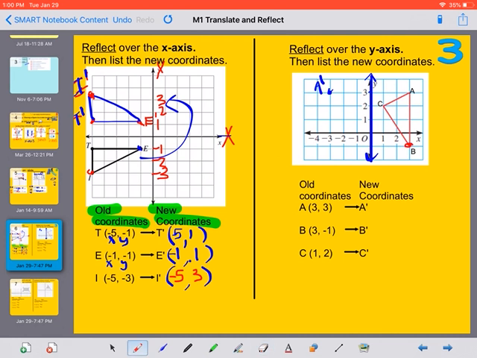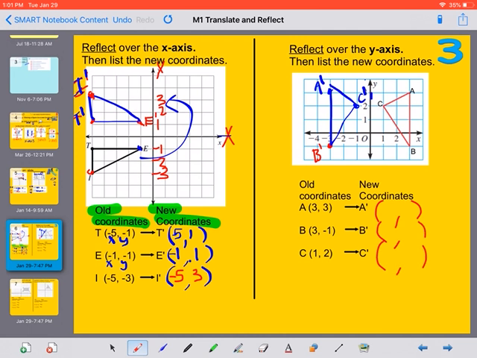Next, point B down here is also 1, 2, 3 away. So 1, 2, 3 on the other side would be right here. That's B prime. And last, C prime is just 1 away from the y-axis. So 1 away on the other side, there's C prime. So there is our new triangle. As you can see, it's a mirror image of the original.